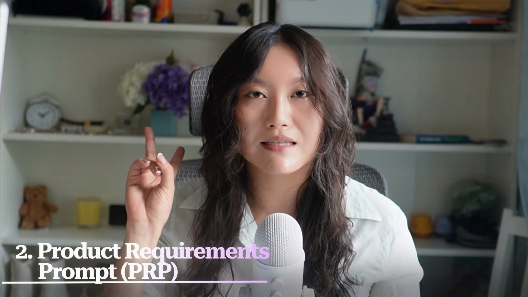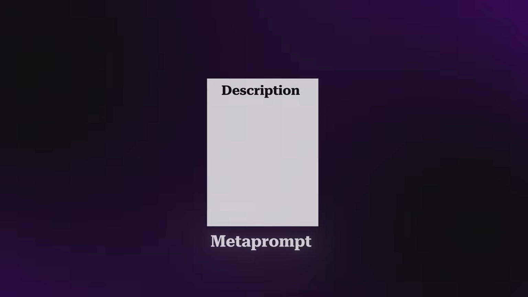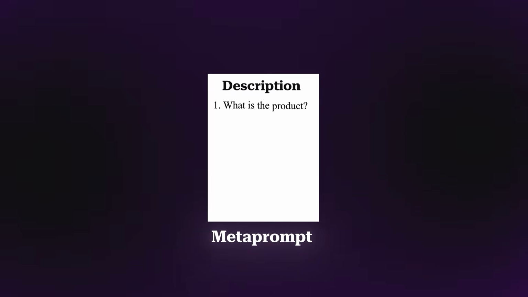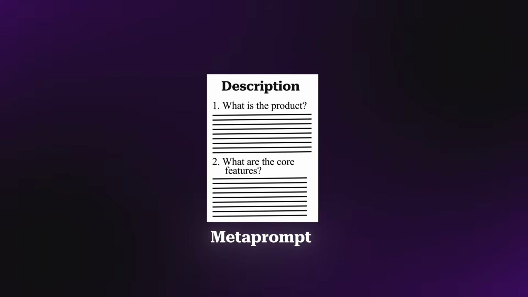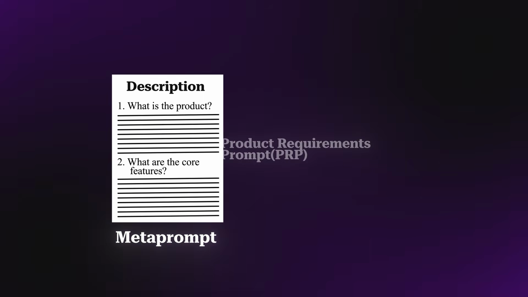prompt is going to be called a product requirements prompt, which is the second part of this framework, a PRP. If you guys have heard about a product requirements document before, it's generally what a lot of product managers will use to have a very clear description of what their product is and all the core features surrounding it. So that meta prompt will help you generate this PRP.